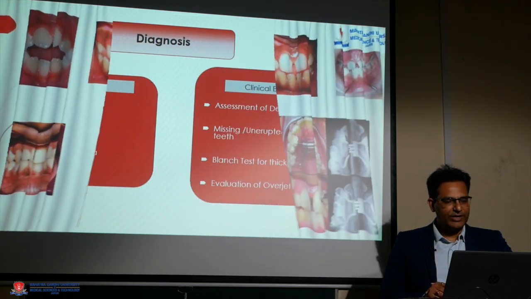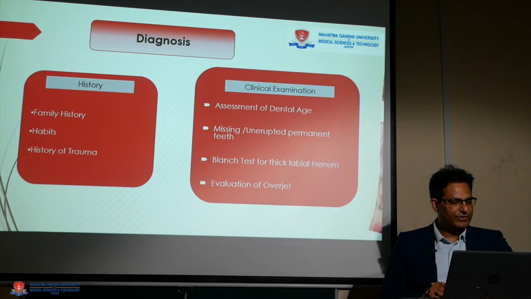So how do we go about diagnosing a case of midline diastema? First and foremost, we take the history: the family history, the history of habits, or the history of any trauma that the patient might have experienced earlier. In the clinical examination, the assessment of the dental age is done. We find out any missing or unerupted permanent teeth. Blanch test is done to check the attachment of the labial frenum, and the evaluation of the overjet is done.